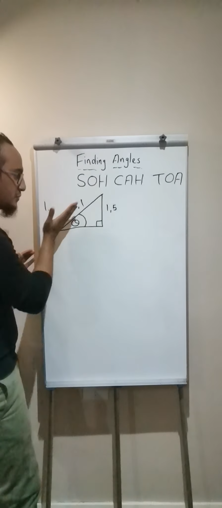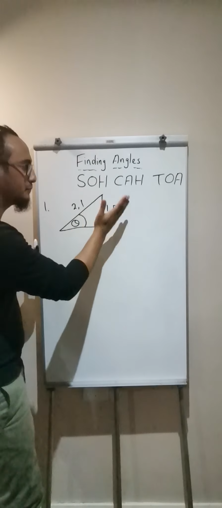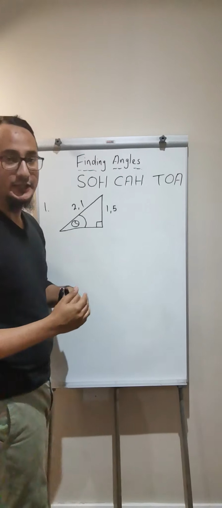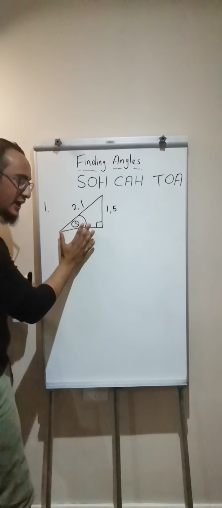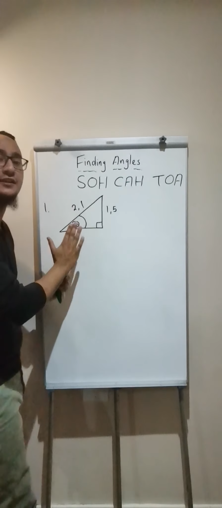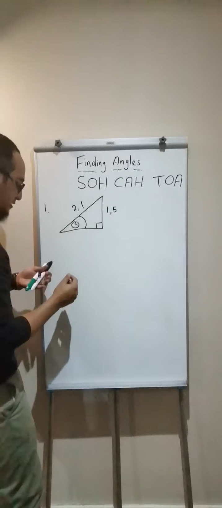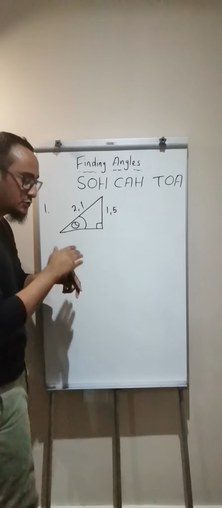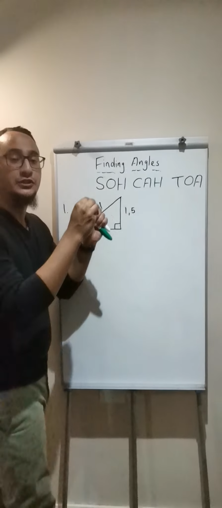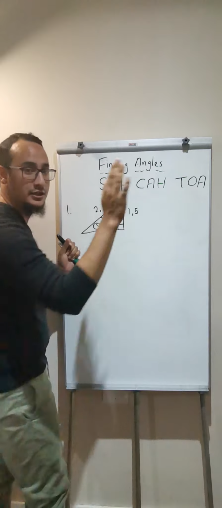So over here I have a right angle triangle. I have a hypotenuse which is 2.1, and let's just say it's in meters, and I have 1.5, also in meters. This is my angle over here. I need to calculate the size or the magnitude of that angle. Basically, how many degrees is it? The first thing I do, and I do this for every single triangle, is write down what I know, and then I choose a specific trigonometric ratio.